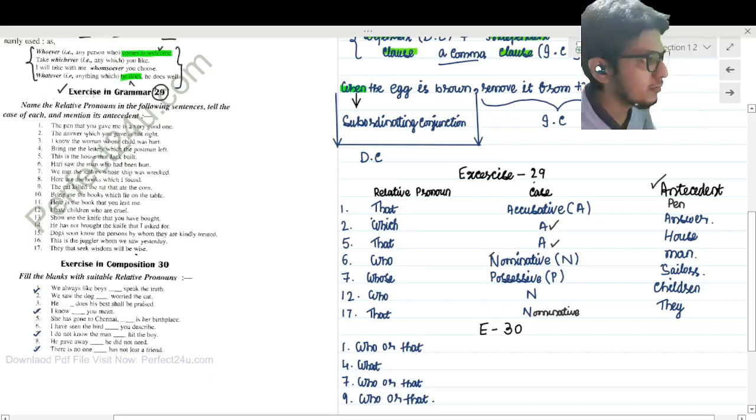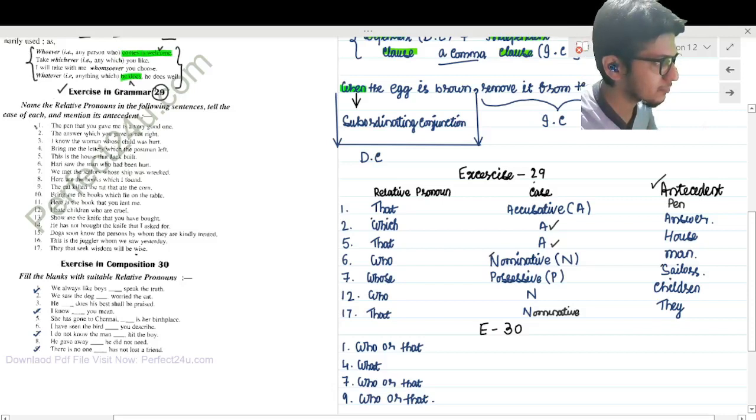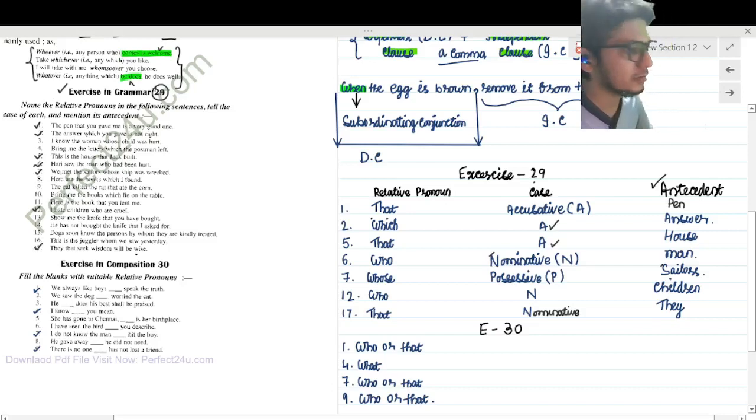So let's start the solution of exercise 29. It deals with naming the relative pronouns in the following sentences, telling the case of each and mentioning its antecedent. Okay. Here we will do questions 1, 2, 5, 6, 10, 12 and 17.